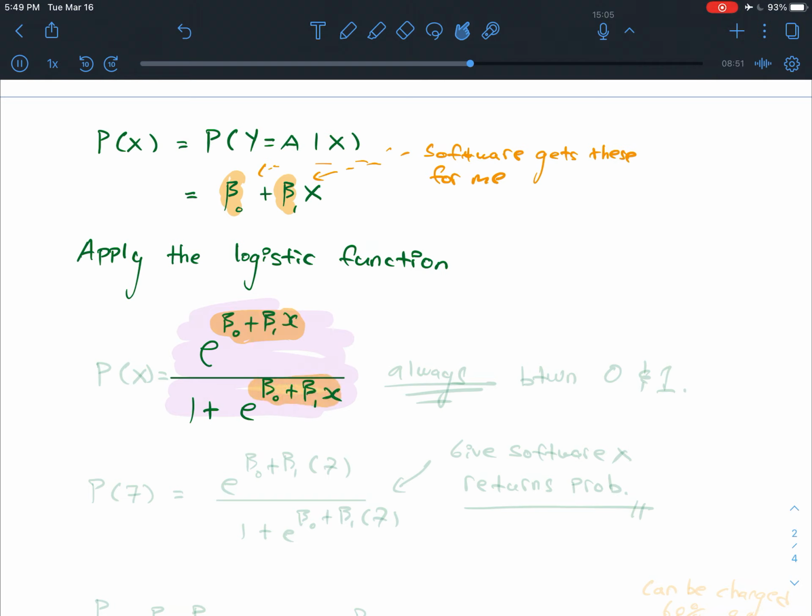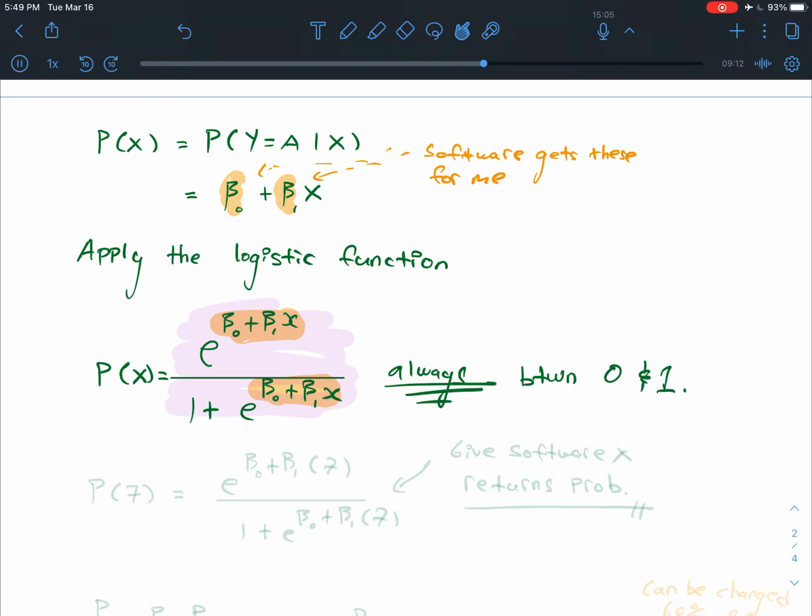But because I've taken e and then 1 plus e on the denominator, this is always, you can check this, between 0 and 1. And that's awesome, right? This is a probability estimate. So we're going to use this as our logistic model.